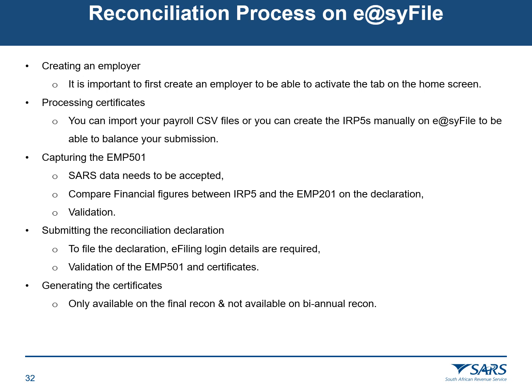You need to compare your financial figures between the IRP5s and the EMP201s. You need to look at your validations. When submitting the reconciliation, you need to file the declaration. You need to have your eFiling login details on hand. You need to have a look at the validations of the EMP501s and the certificates. Generating the certificates will only be available on the final recon, and not on the biannual recon.